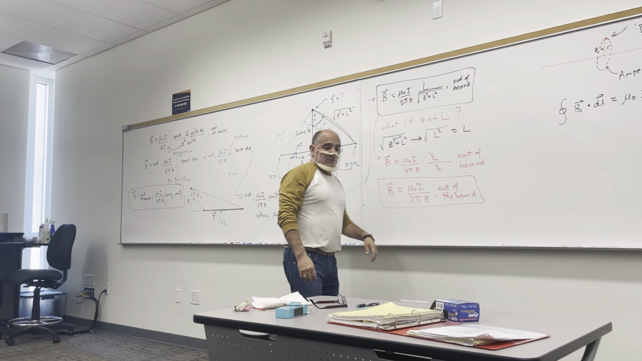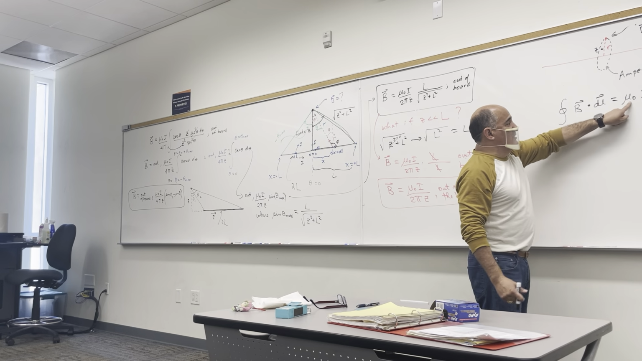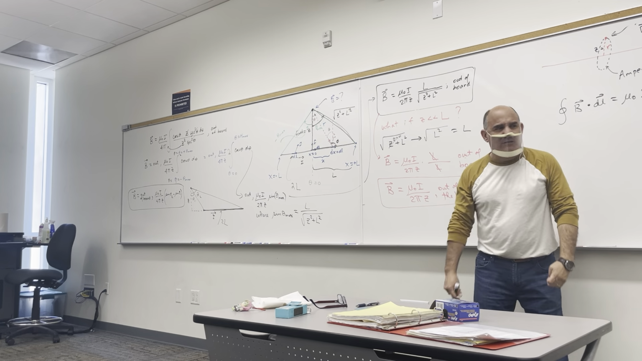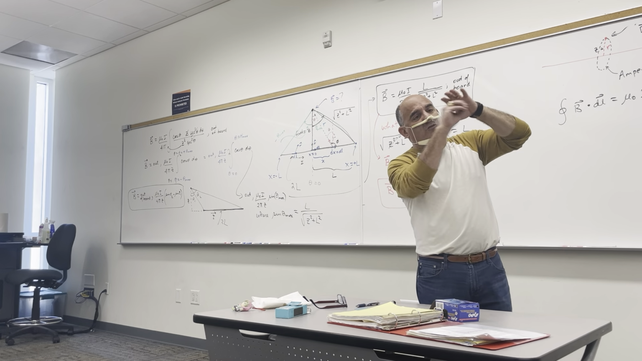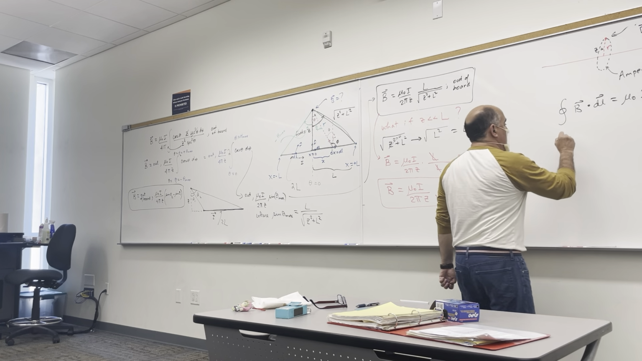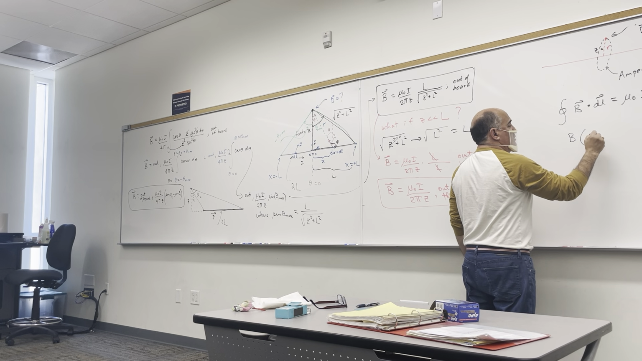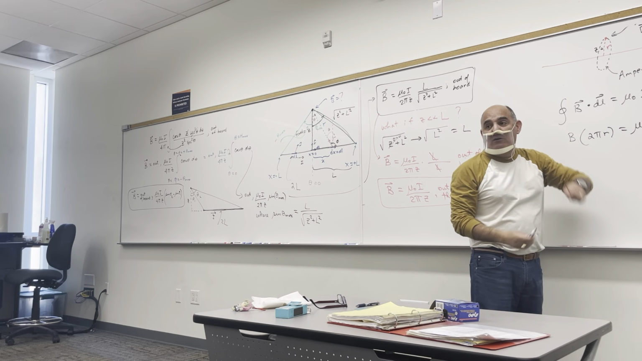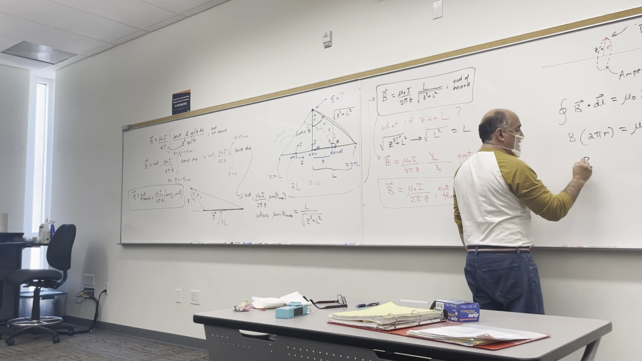Again, this mu naught plays the role of 1 over epsilon naught in Gauss's law. And I enclosed is the total current that goes through the loop that you imagine. At this point you just write B, and then the L becomes the length of the Amperian loop, which is a circle, so it's 2 pi R, and this is mu naught. And what is the total current that goes through that loop? It's just the current in the wire, I. And then the next line is the answer.